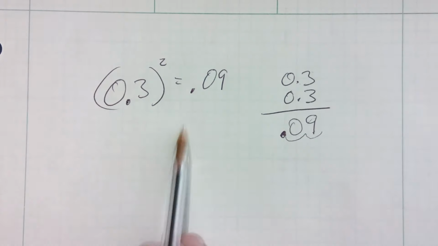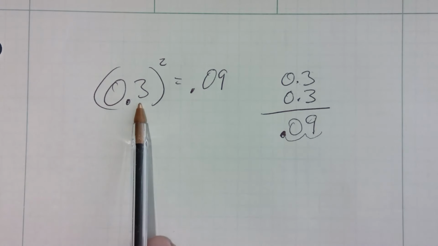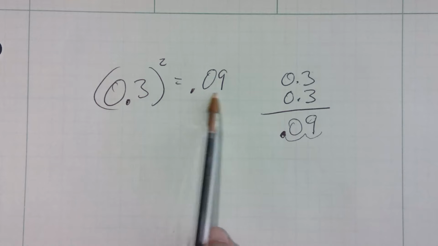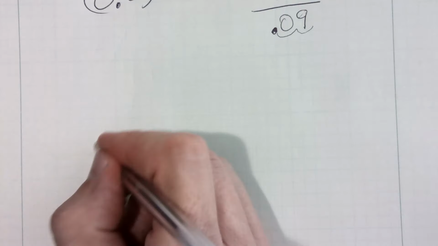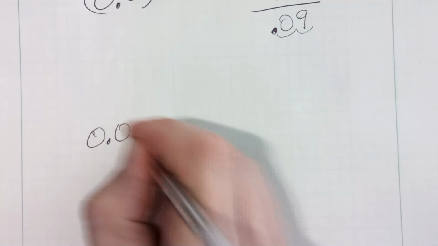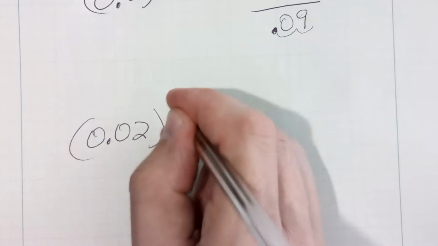So we really get 0.09. If you'll notice, if I have one decimal place and I'm squaring, I end up with a 2 decimal place solution. Let's do one with a 2 decimal place. So let's do 0.02 and let's cube it.